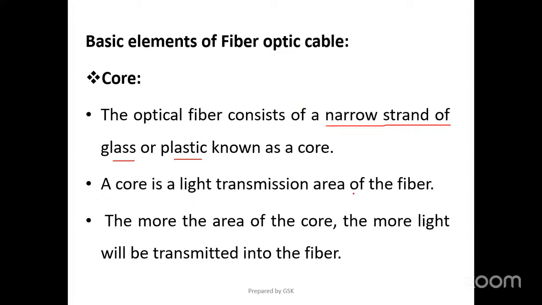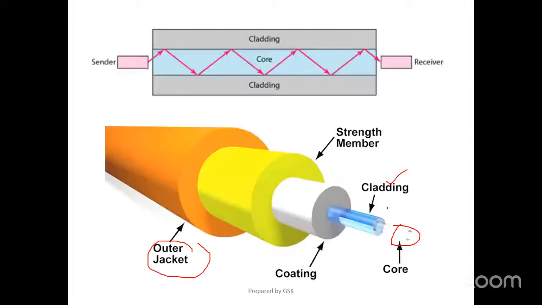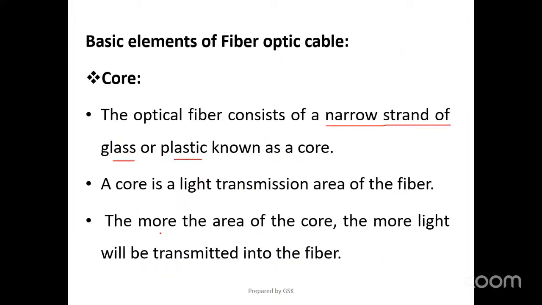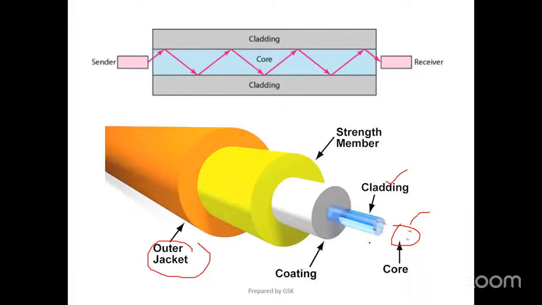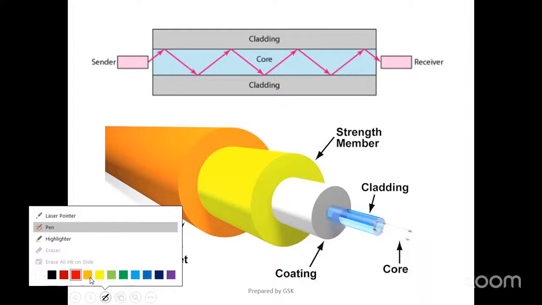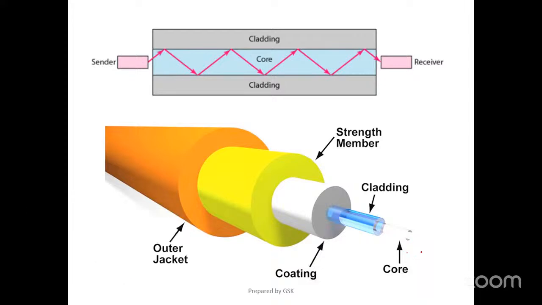A core is a light transmission area of the fiber. This is the actual part where the light can be transferred. The more the area of the core, the more light will be transmitted into the fiber. The more area we have, the more light can be transmitted through this core. So this is about core.